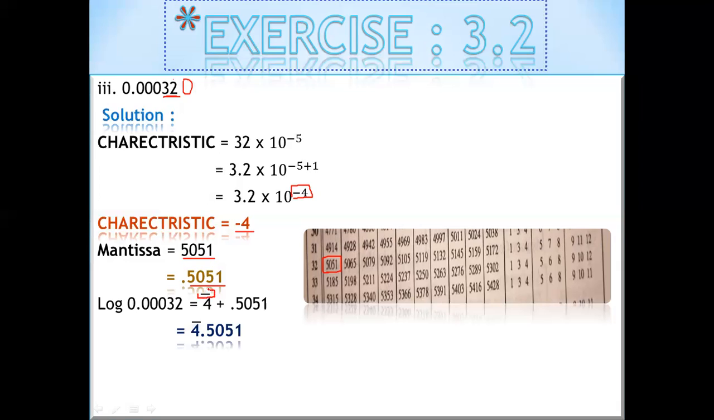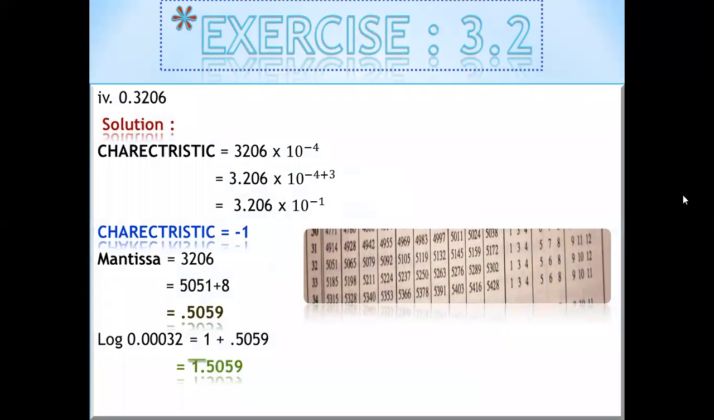Because in the logarithm, we cannot write a negative sign before the number. We put this negative sign above the number, that is 4 bar. And we read it as minus 4.5051. It means that the characteristic of that number is negative.